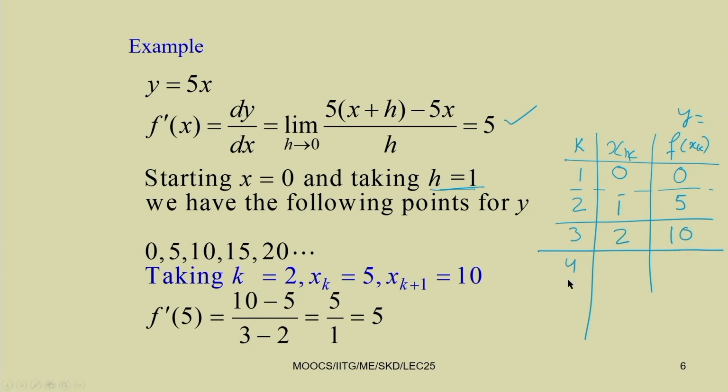This way one can find different values of xk and f(xk). Here we can have the y values 0, 5, 10, then 15, then 20. So go on increasing this value and we can have different values of xk.